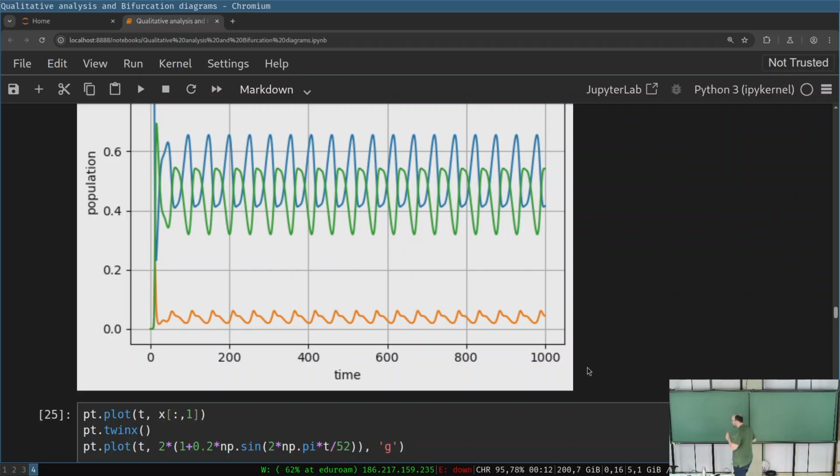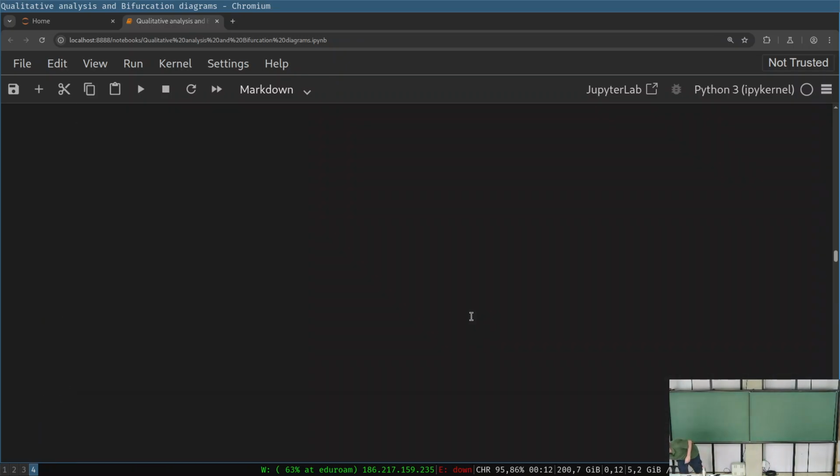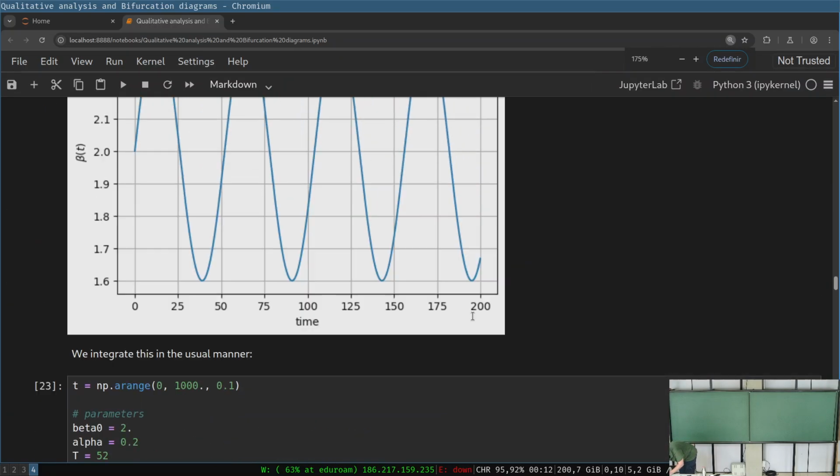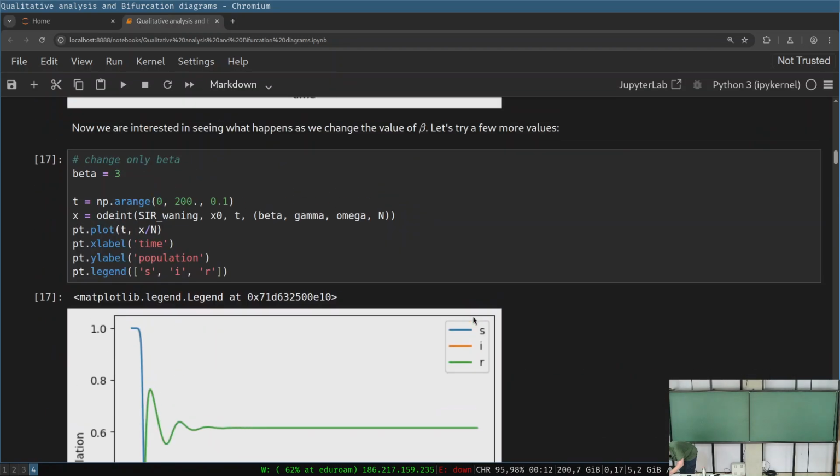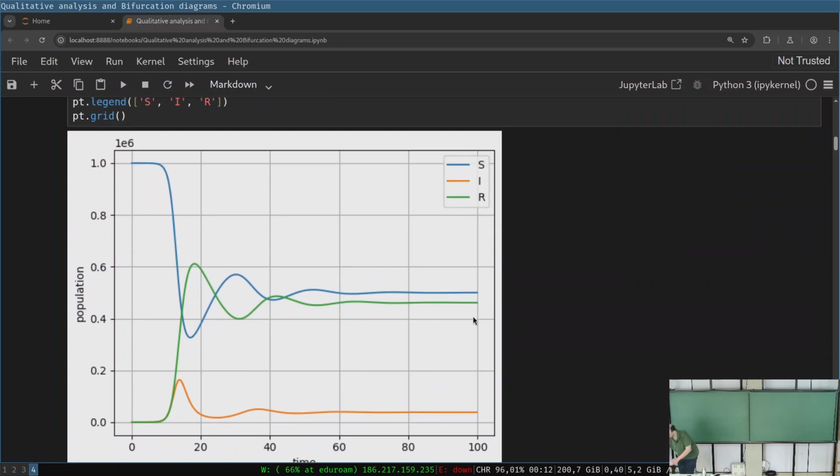But what does this have to do with epidemiology? The thing is, you remember that this system, without beta depending on t, was already oscillating. If you go back up there, you see the first solutions that we had here? After a long time, they go to a fixed point. But they don't go directly there. They oscillate, but the oscillations die out.